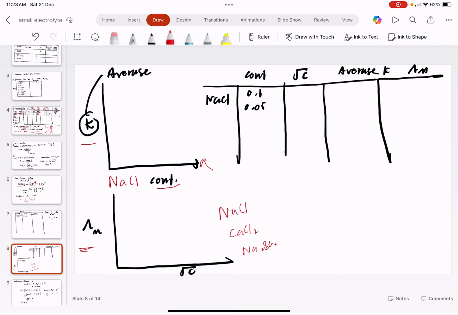Then you can have 4 electrolytes in one graph. Sorry about this one, this one is also the same. So you have one graph, and you also have 4 lines. Basically, you will have 4 lines for different electrolytes.